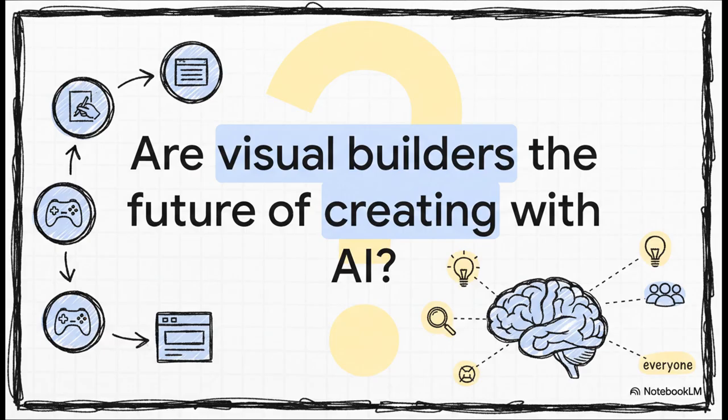So, all of this leaves us with a really big question. We've seen visual builders completely revolutionize other fields, right? Game design, animation, even web development. They've unlocked creativity for millions. So, is this the moment that transformation finally comes to AI? Because if it is, then tools like Sim aren't just a new way to build. They might actually be the key that unlocks what gets built next.